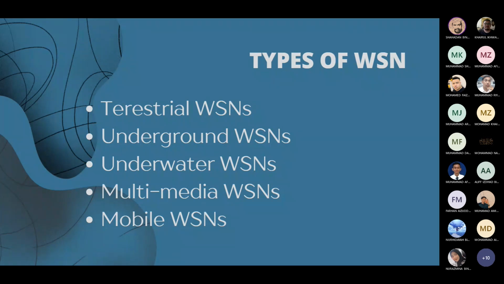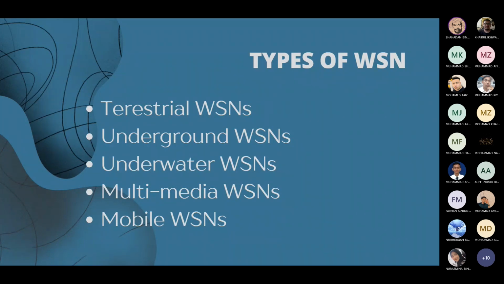The third will be the underwater WSNs, where the autonomous underwater vehicles are used for gathering data from these sensor nodes. So some of the challenges will be the long propagation delay, bandwidth, and also sensor failure.